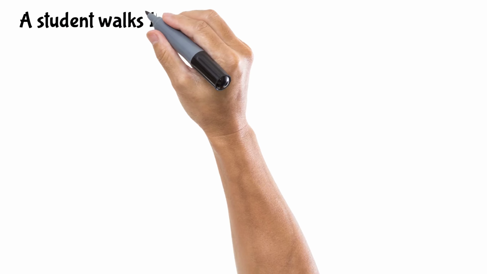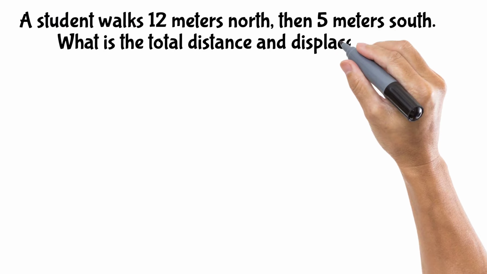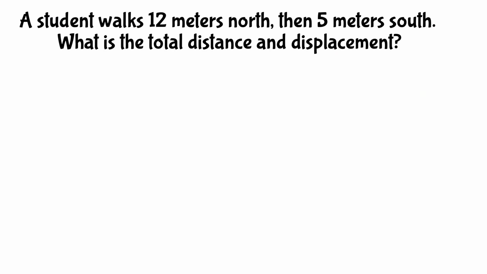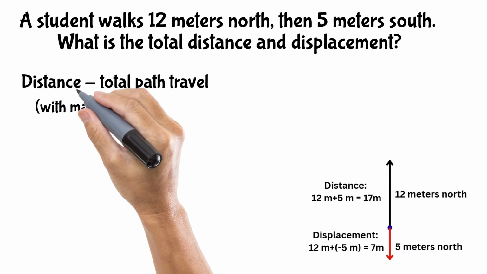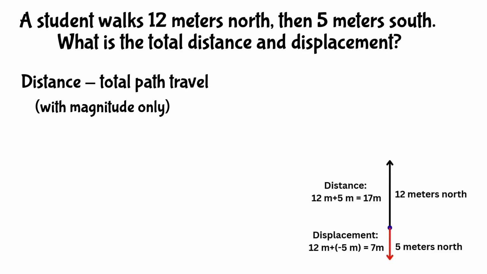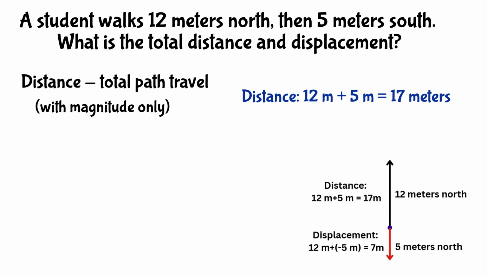Let's consider this example. A student walks 12 meters north, then 5 meters south. What is the total distance and displacement? Since distance is a scalar quantity, we disregard direction and simply add the total path traveled. So the distance is 12 meters plus 5 meters equals 17 meters.